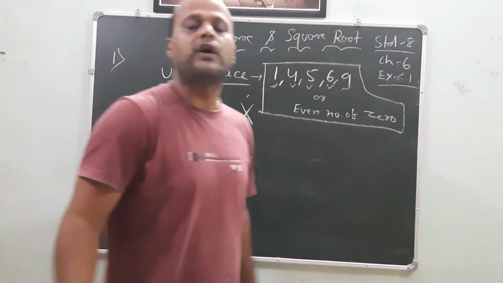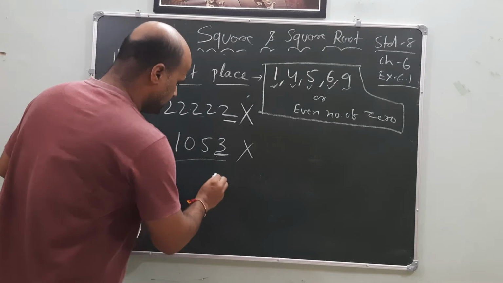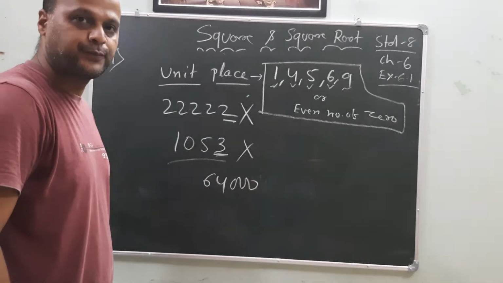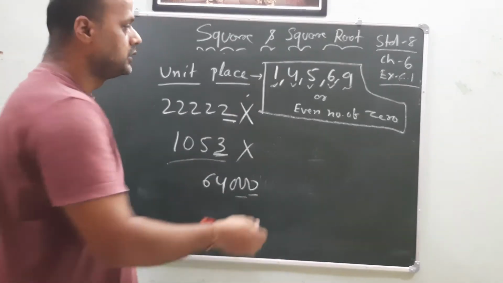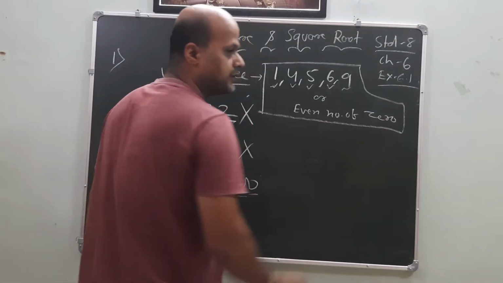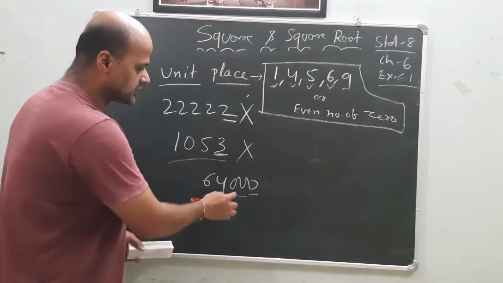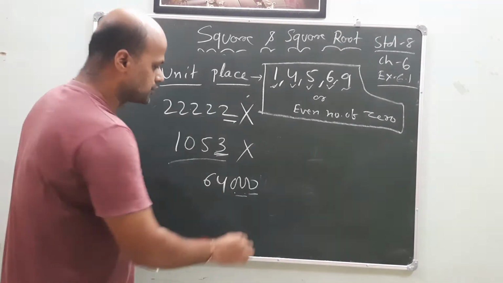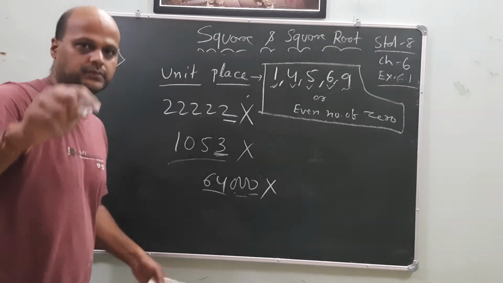Let's go from your book. There is some number. What is that? 64,000. Now zeros are there in the unit place. For zero, what is the rule? An even number of zeros, meaning 2, 4, 6, 8. How many zeros are there? 1, 2, 3. It is an odd number of zeros. So it is not a perfect square, though 64 is a square of a number.